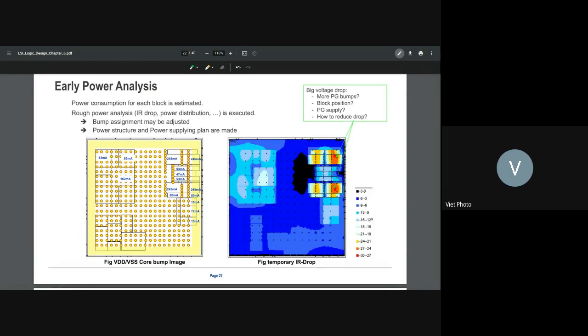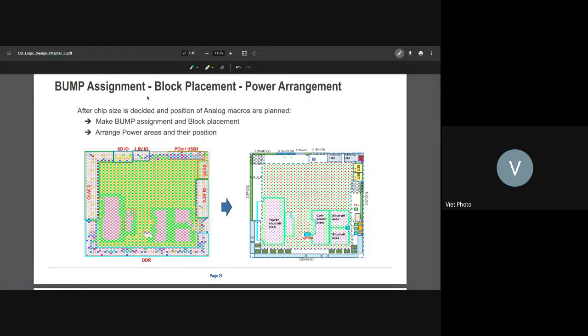Okay, I think maybe this one. The bump assignment and block placement and power arrangement. That's a good one. So you have the bumps all over, right? But in that, all the bumps are not equal. There will be bumps assigned to be power. Yeah, assignment, so right, power area and the position. So you see it, power shut off area. There's a bump assigned to this, there's a bump assigned to the other one, and the bumps around here will be assigned for signal and the power thing.